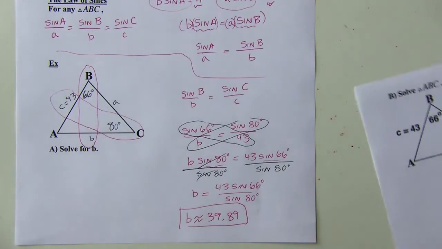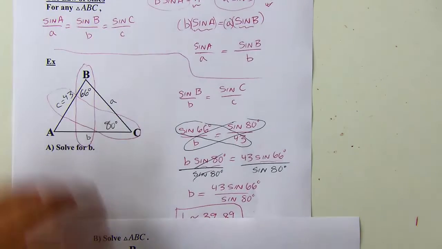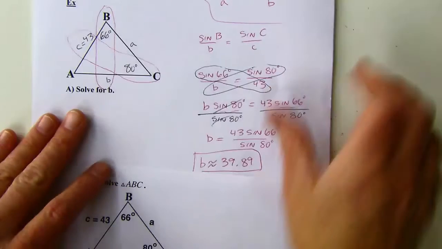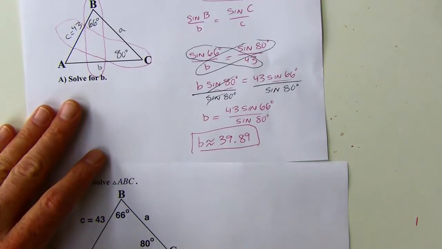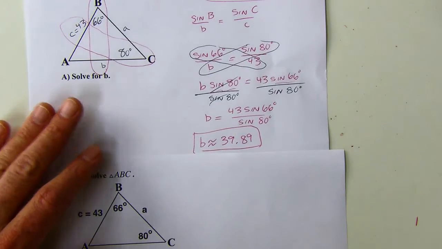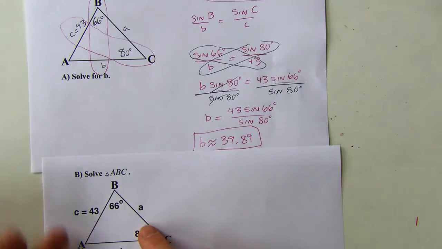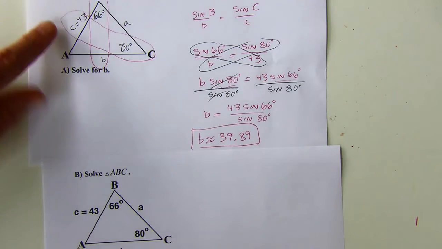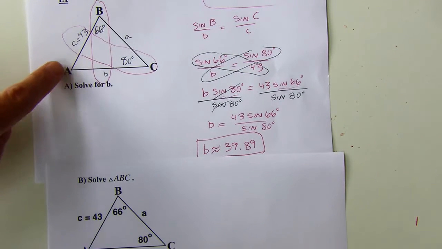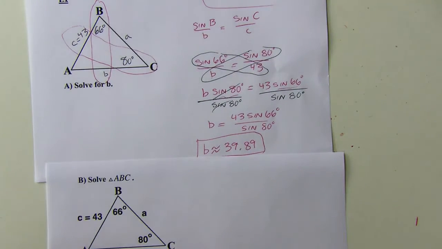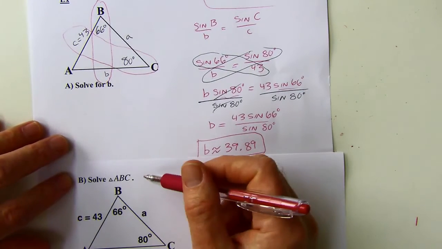Oh, I see what I did. On the next page, I had that same example. So that was this example we just did. I'm not going to do this one again. It's what we just did. Oh, I see. We solved for B. Okay, so let's say we're trying to solve the whole triangle.